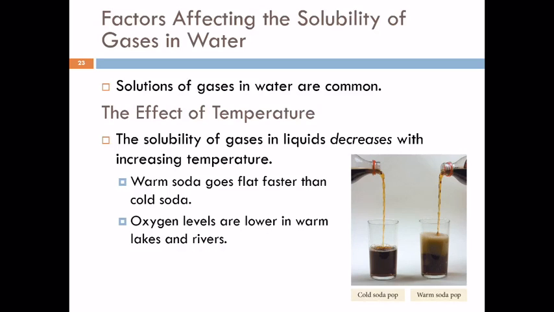That's why some fish only live in very cold rivers and lakes, because they need a higher oxygen level that's not present in the warm water.